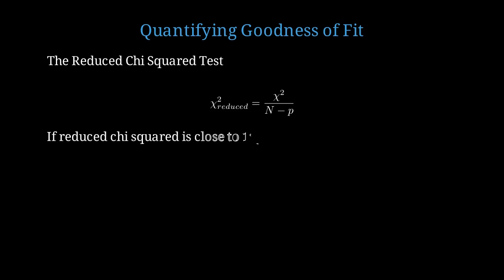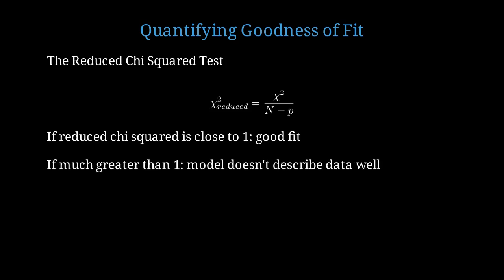If the reduced chi squared is close to 1, we have a good fit. The model predictions match the data within the expected uncertainties. If it's much greater than 1, our model doesn't describe the data well.